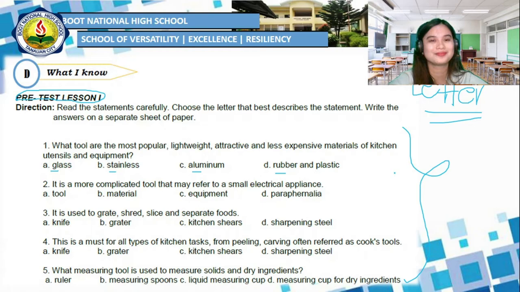Okay, good job. Next, number 2. It is a more complicated tool that may refer to a small electrical appliance. A, tool. B, material. C, equipment. D, paraphernalia.